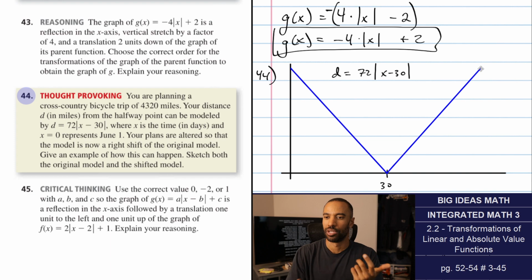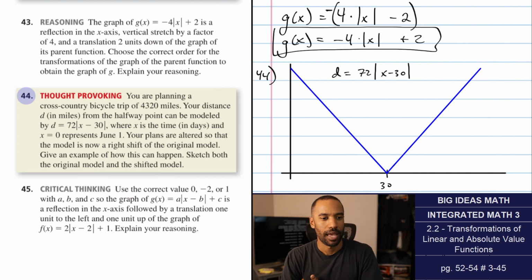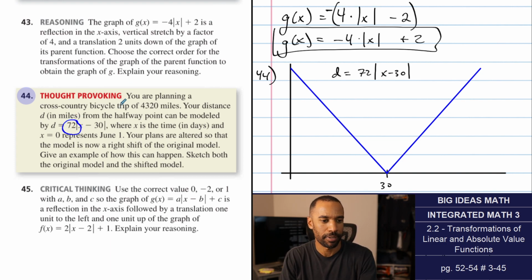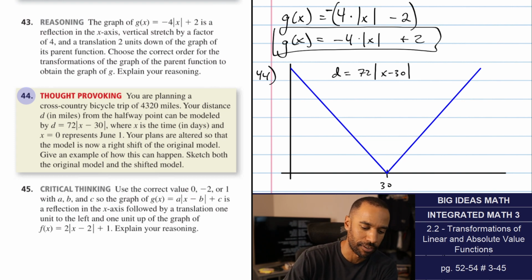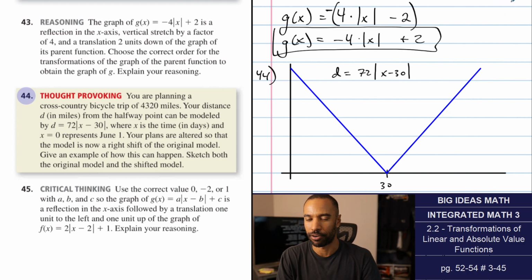I'm really confused. Well, actually, this thing probably already accounts for that whole halfway point. Let me see if 72 times 30 is half of 4,320. 72 times 30 is 2160. That's half of 4,320. So okay, that already accounted for that.